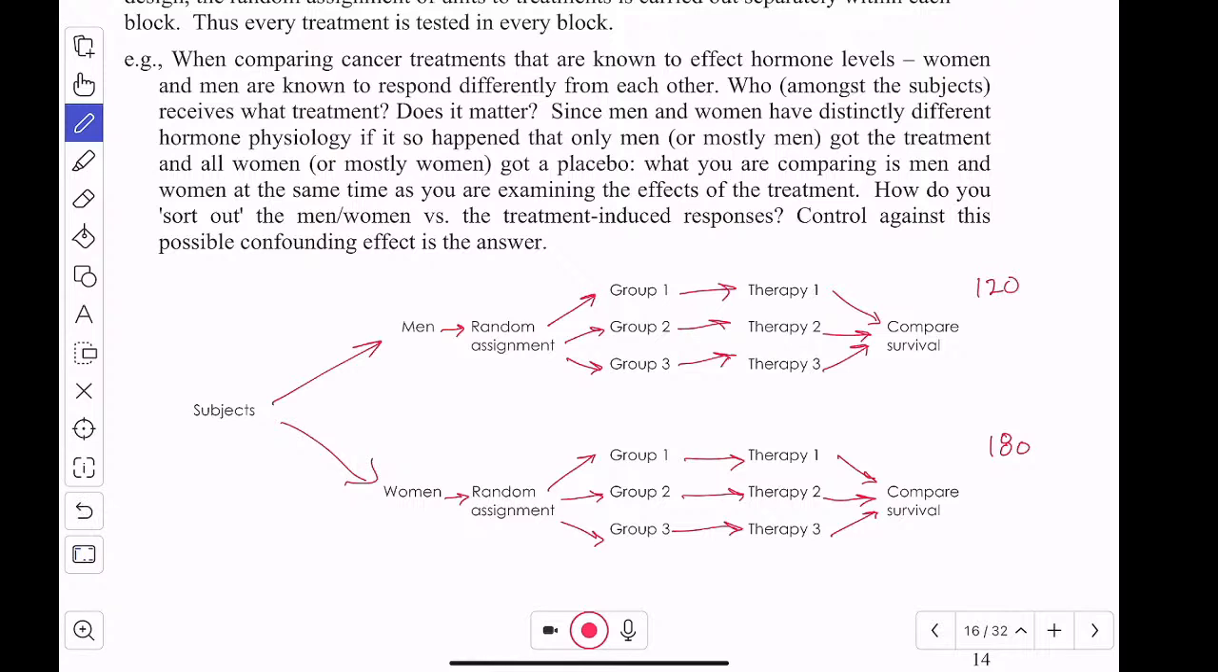And then you divide that by 3, so it would be 60 in each group, right? So there would be 60 here, 60 here, 60 here, and then divided by 3 is 40, 40, 40, and 40. And that's how you would conduct the experiment. And this is a block design.